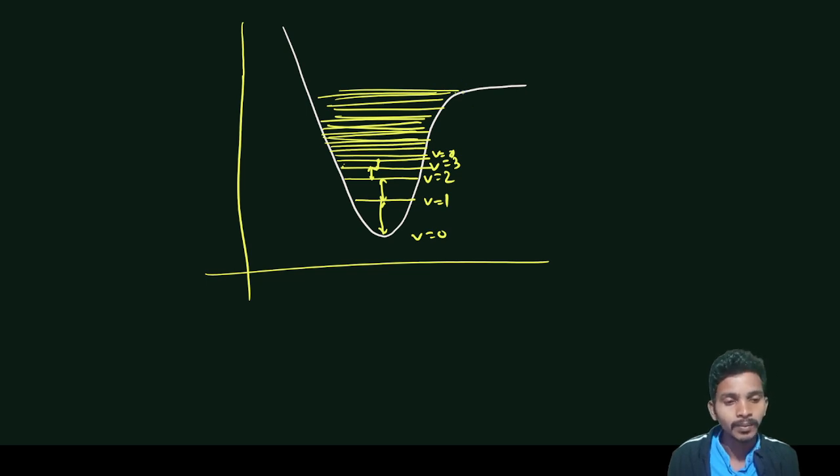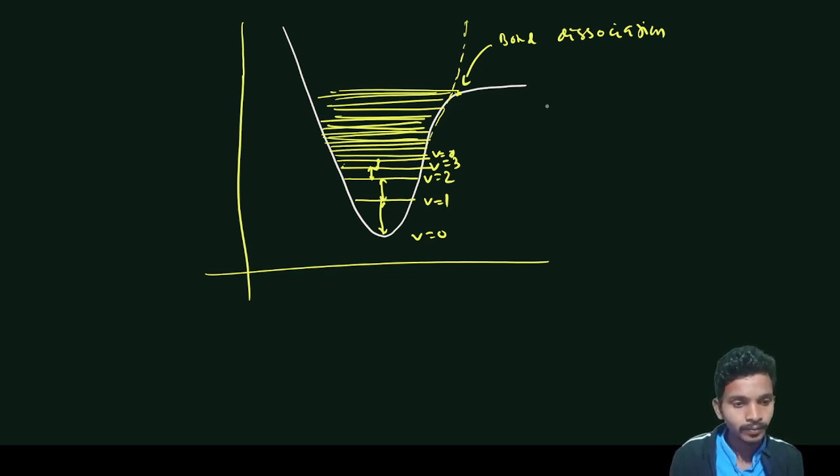After these points, for the harmonic oscillator the levels would go on like this. But for the anharmonic oscillator, after a certain point the bond breaks. That is the bond breaking, that is bond dissociation. From here the bond gets dissociated. So what we see here is, from this to this, just that.